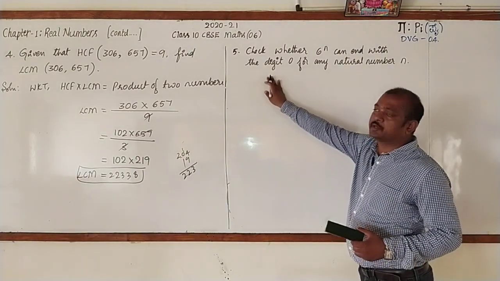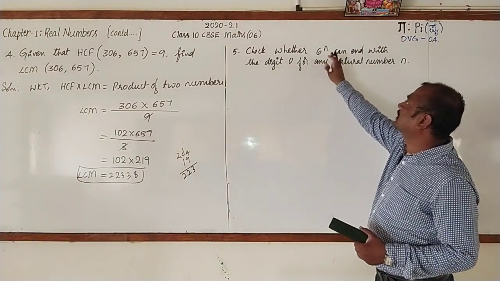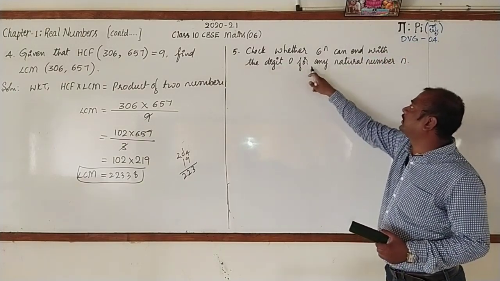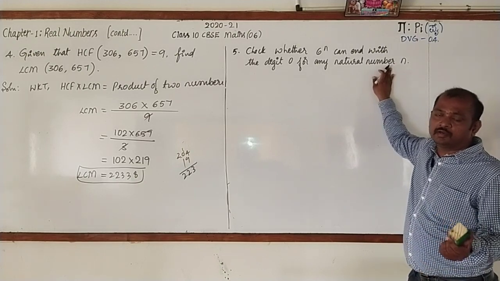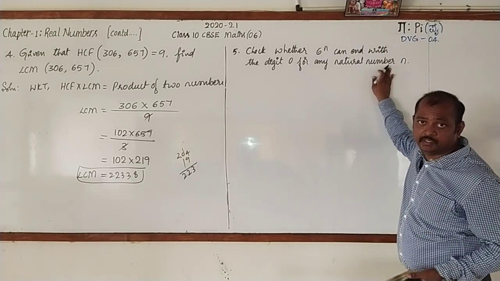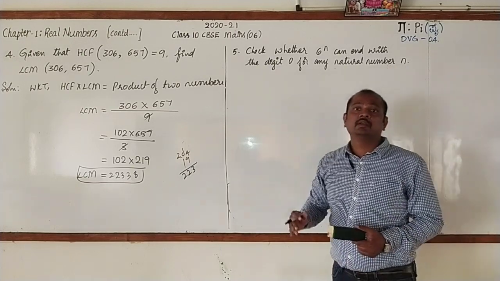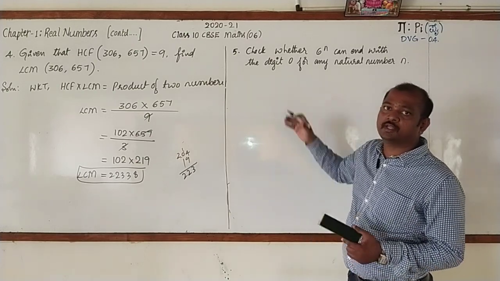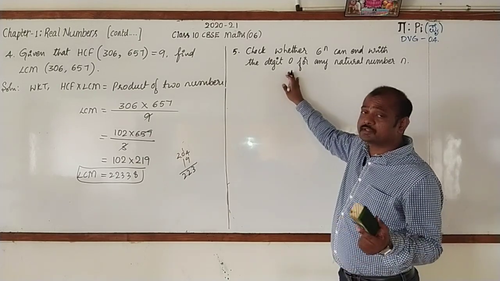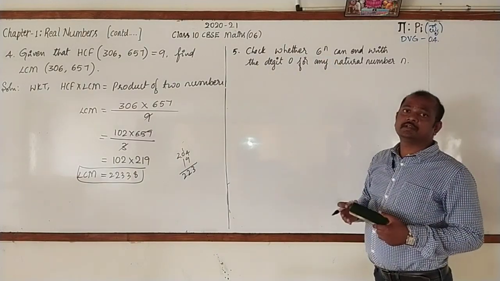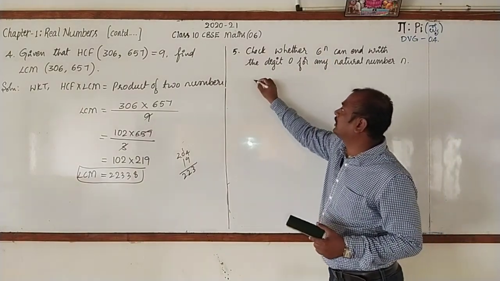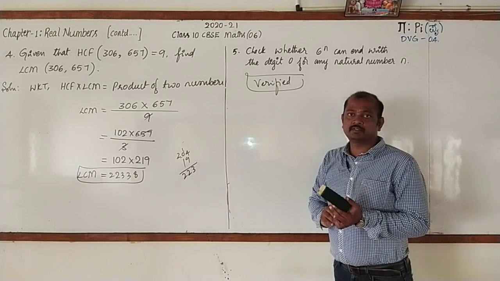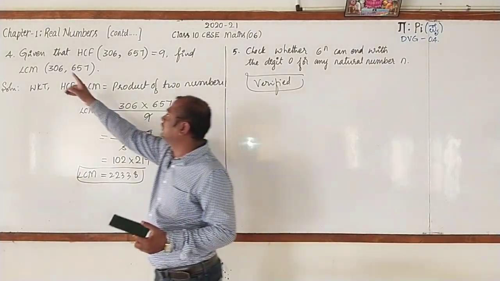Okay, now you just observe the fifth one. Check whether 6 raised to the power n can end with the digit 0 for any natural number n. Already it has been verified in the worked example. If a number satisfies uniqueness of FTA, then we can say whether it ends with 0. So I'll write verify. Now, please pause the video and copy from here to here.